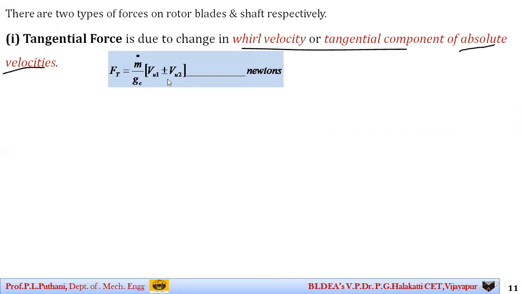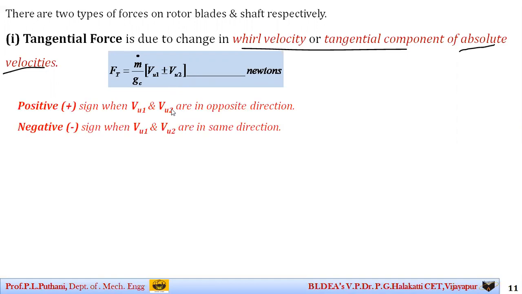If both VU1 and VU2 are in opposite directions, then the equation becomes Ft is equal to m by Gc times (VU1 plus VU2). If VU1 and VU2 are in opposite directions, we take the positive sign. If VU1 and VU2 are in the same directions, we take the negative sign.